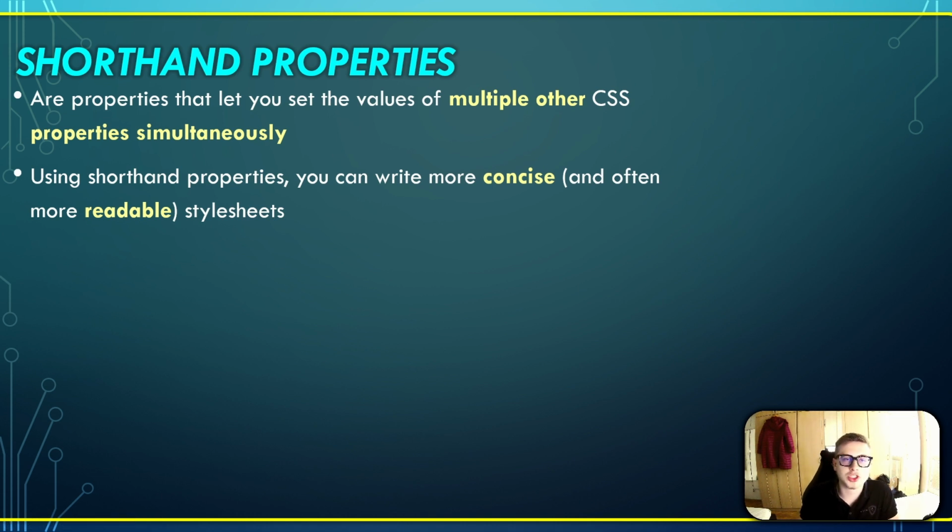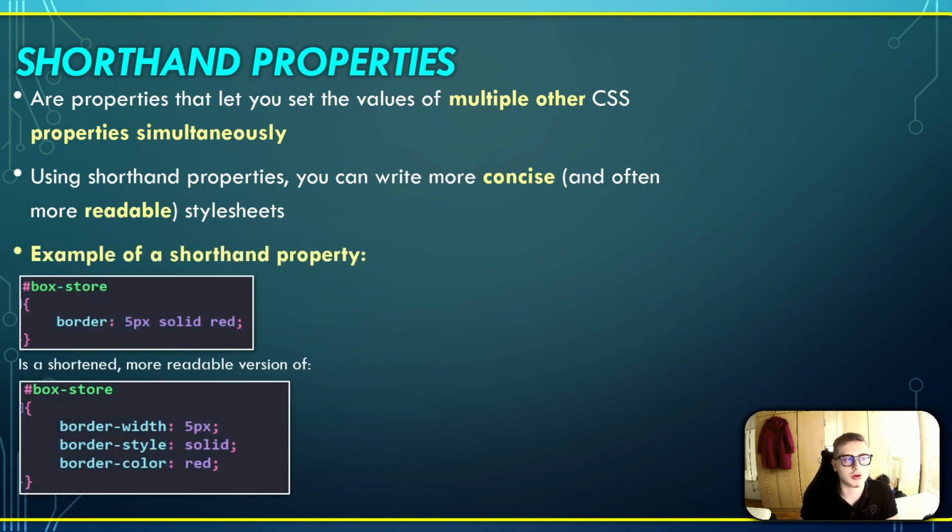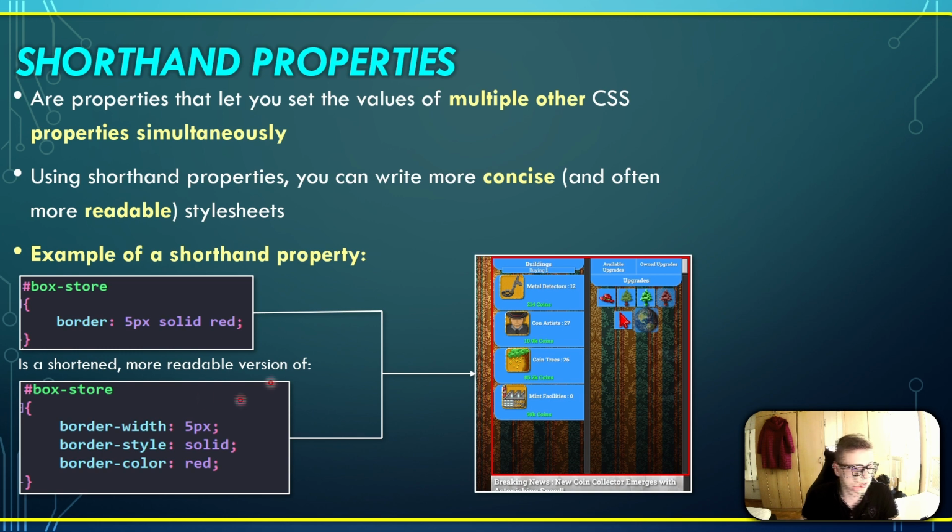An example of a shorthand property is the border property, which we examined a minute ago, with which you can set three properties at the same time. That is the border width, border style, as well as the border color property. This just means that the code you see here is a shortened, more readable version of this code right here. You can see that they produce the exact same result. In the first position we set the border width, in the second position we set the border style, and in the third value position we set border color.